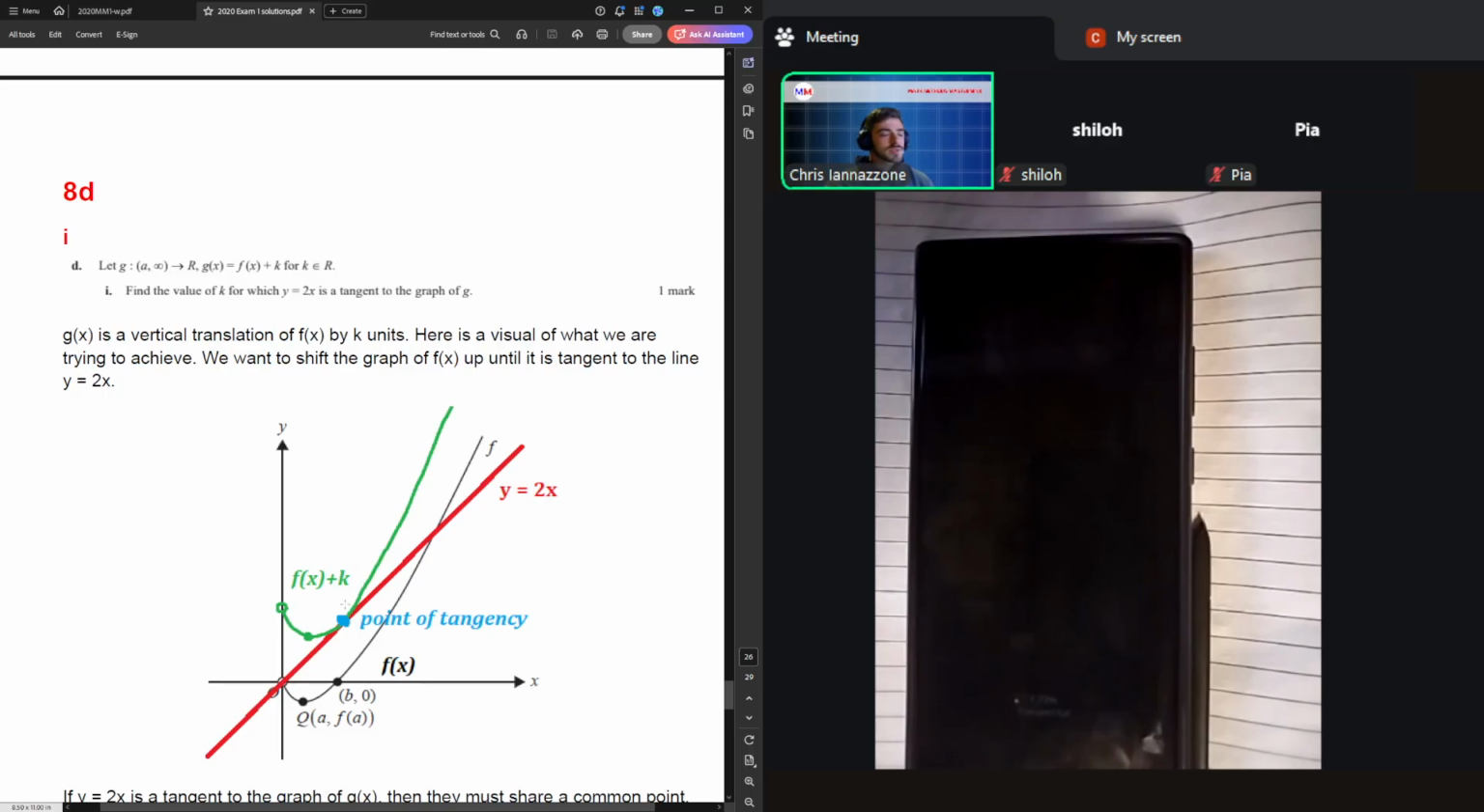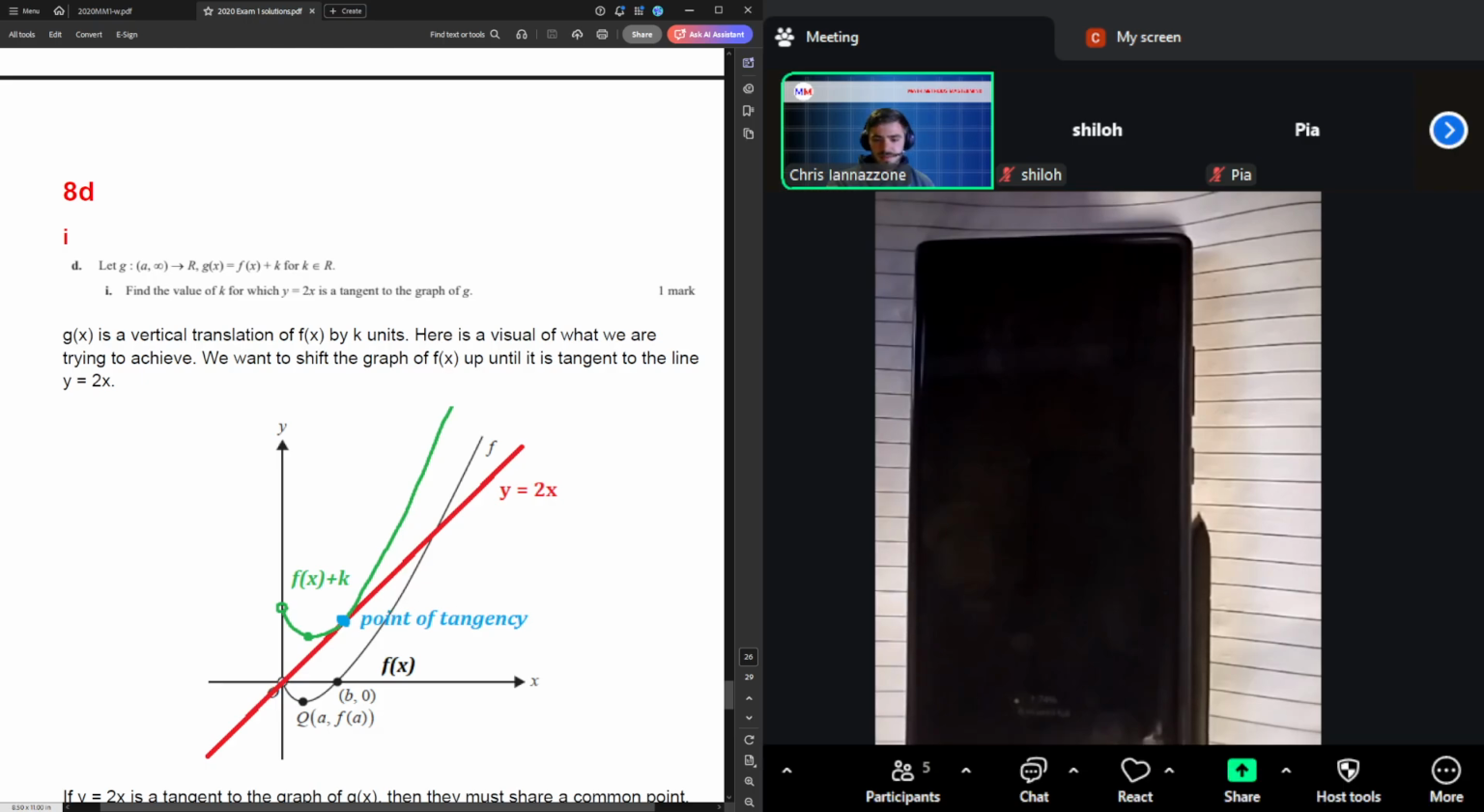What you want to do instead, once you understand that K is some sort of vertical translation, is say, okay, there's two things that make a tangent line. One is that they intersect at a single point, and the other is that they share the same gradient at that point. So that gives you two things that you have to simultaneously solve for to solve for K in this case.